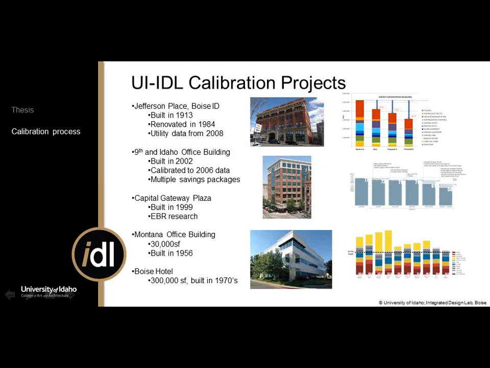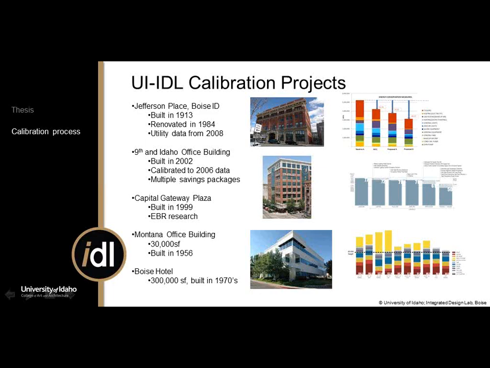We also did Capitol Gateway Plaza. It was built in 1999. It was part of our EBR research. It was pretty similar as well. And then we're also working currently on a Montana office building. It's a VAV system, 30,000 square feet. And it was actually built in 1956.